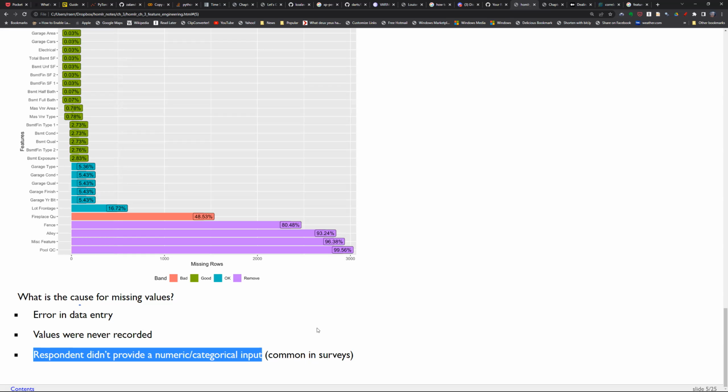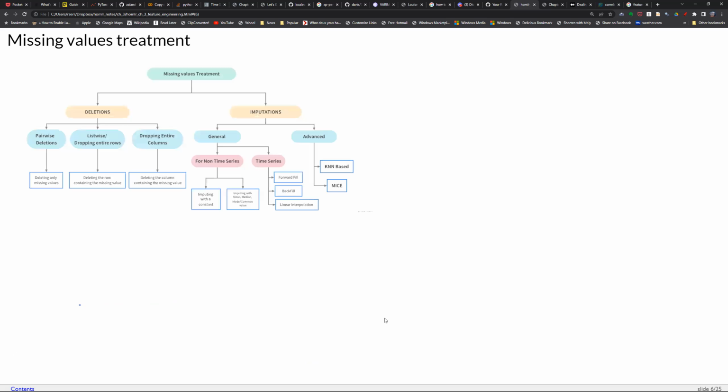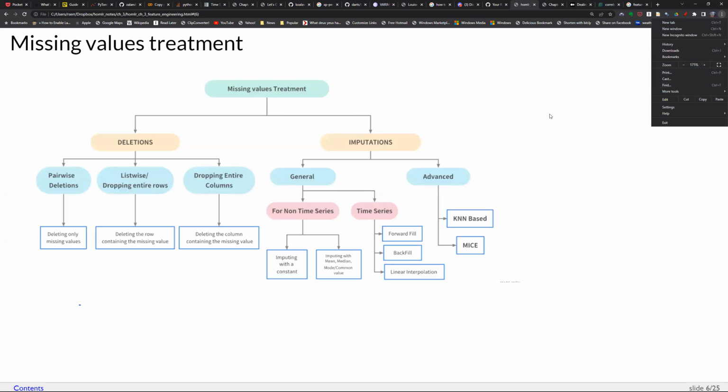Okay, so how are we going to deal with missing values? The textbook gives you certain options, but I'm going to add this chart. This chart is very useful to give us a path in terms of what the best practices are to deal with this missing values issue. So two things you're going to do with missing values usually: deletions or imputations.